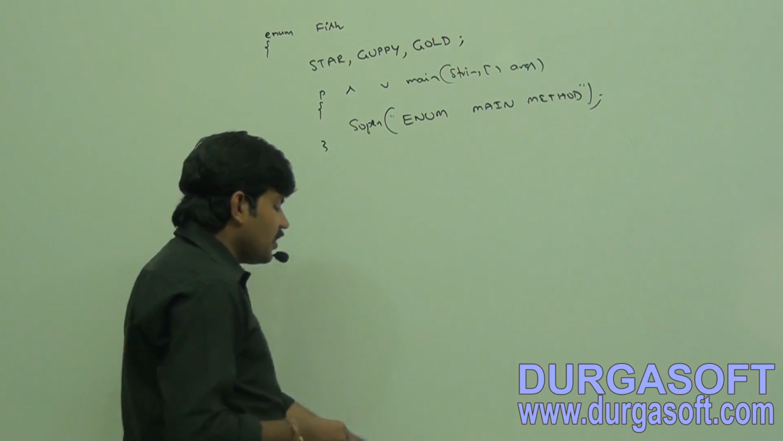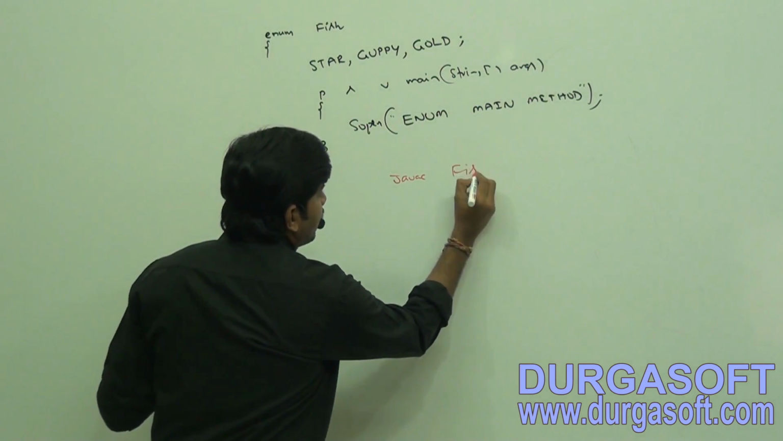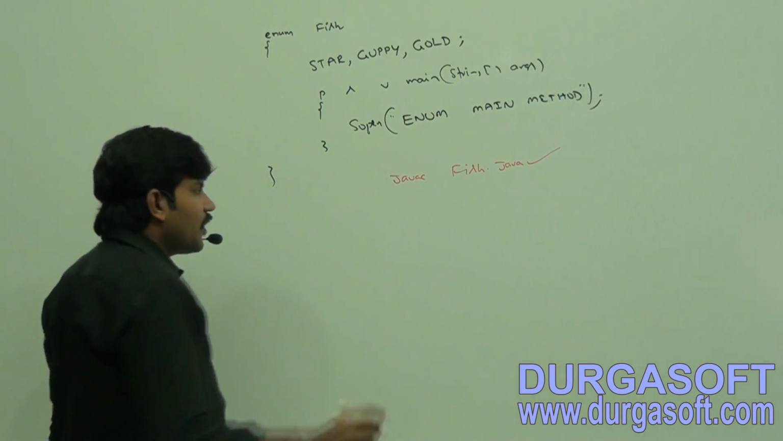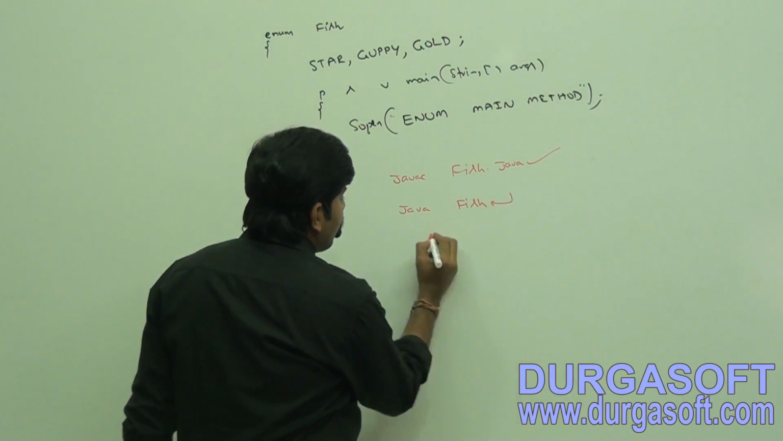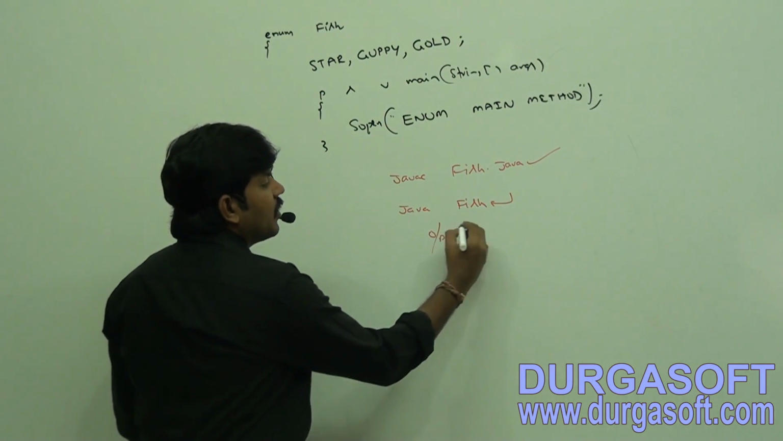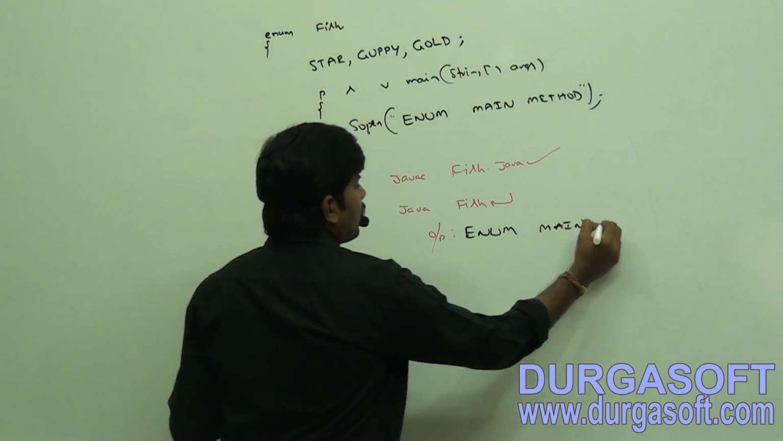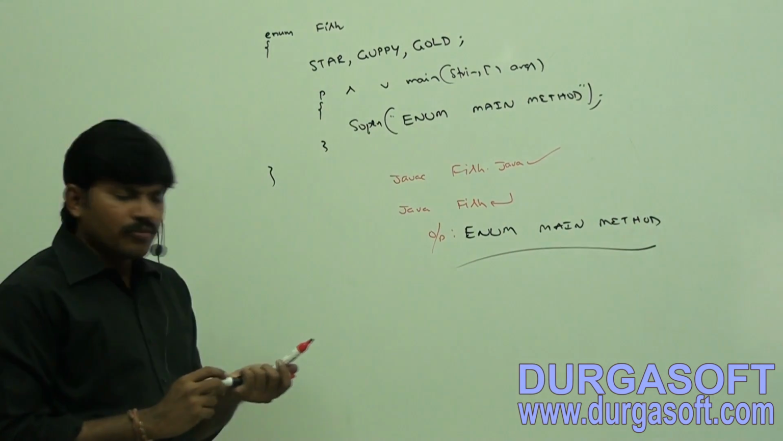Sir, if I compile this code, javac Fish.java, happily the code is going to compile, no problem at all. If I run this code, java Fish, what is the output we are going to get by default? "Enum main method" is the output by default. Are you able to understand, right?